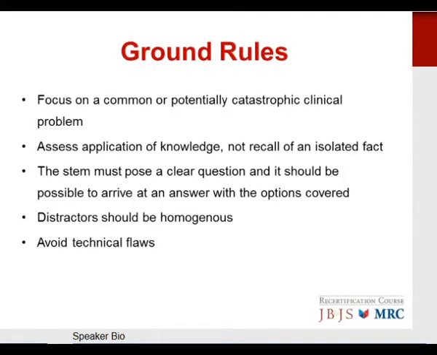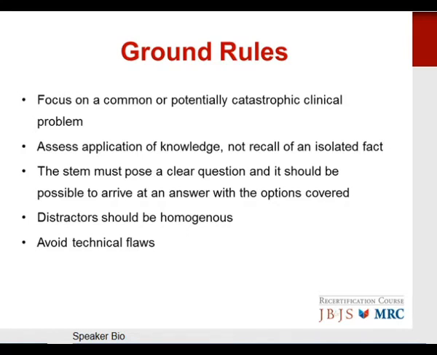There are ground rules that have been established for the writing of the questions in your examination. And these are a few key ground rules that are important for you to understand. The question should focus on a common or potentially catastrophic clinical problem. The question should assess an application of knowledge and not a recall of an isolated fact. It should pose a clear question, and this is a key point. It should pose a clear question and should be possible to arrive at an answer with the options covered, and we'll get back to that.